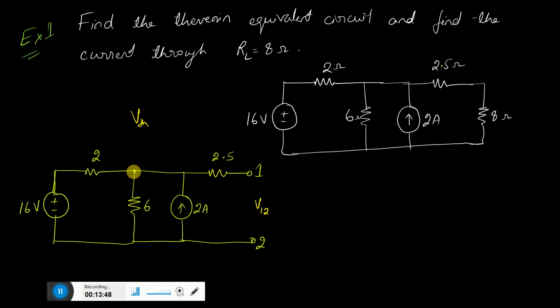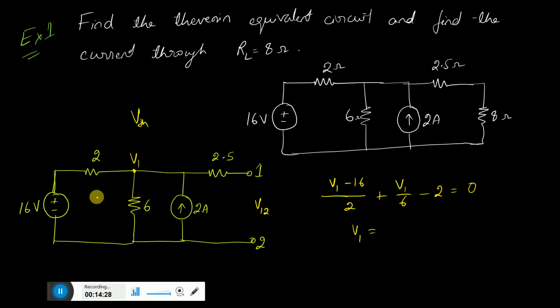You can take a node voltage on this side, V1, and you can write the equation like (V1 minus 16) by 2 plus V1 by 6 plus, one more thing to remember here, we have disconnected this circuit, so this 2 ampere is going into the node and it is not splitting up here. So we can simply write this as minus 2 equals 0. In this circuit everything is known, so we can simply find the value of V1 from here.